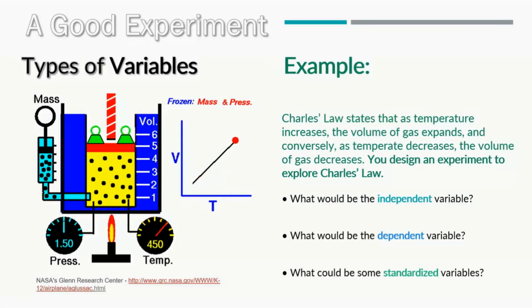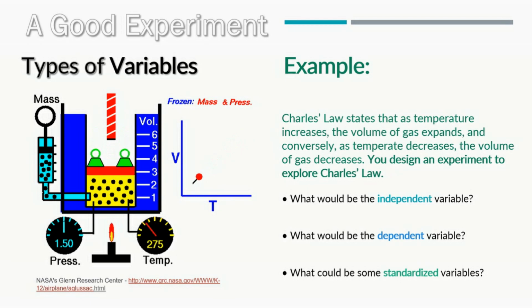Charles' law states that as temperature increases, the volume of gas expands, and conversely, as temperature decreases, the volume of gas decreases. You design an experiment to explore Charles' law. What would be the independent variable? What would be the dependent? And then what would be the standardized variables? Pause the video, take some time.